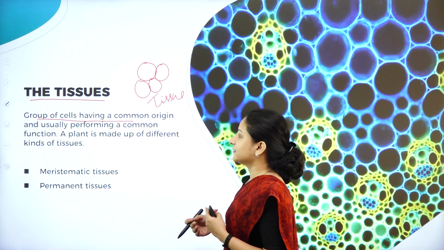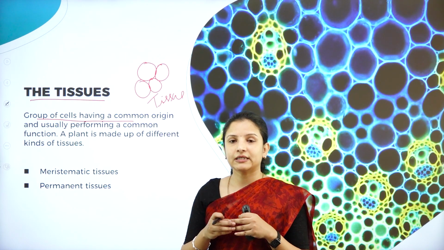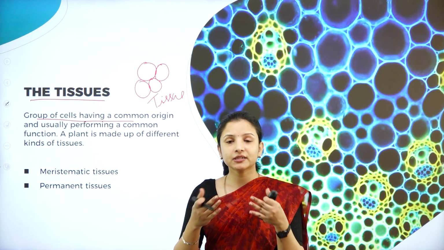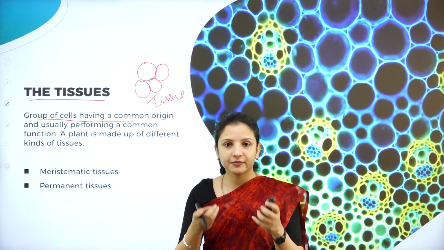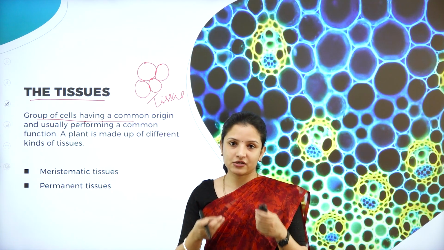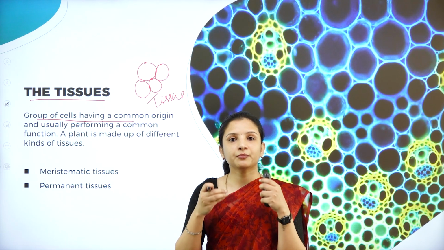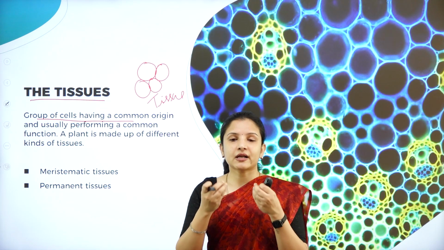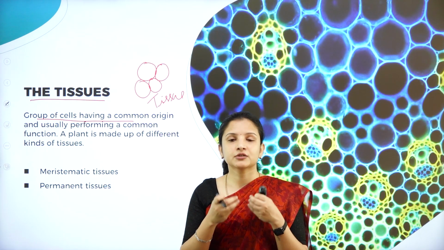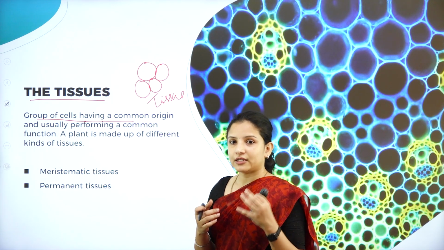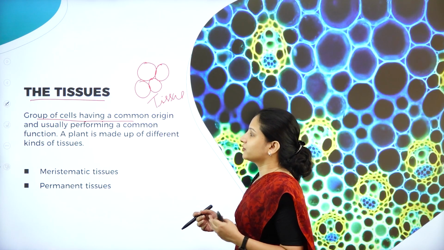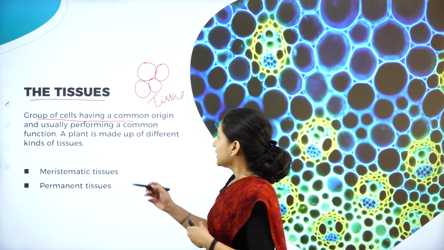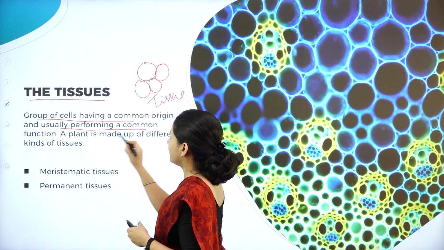Just like that in plants also, I'll take the example of sclerenchyma. Sclerenchyma is a fibrous tissue, or a dead tissue. That tissue provides mechanical support to the plant. It gives rigidity or hardness to that particular plant. So likewise, what are tissues? It is a group of cells which has a common origin and usually performs a common function.